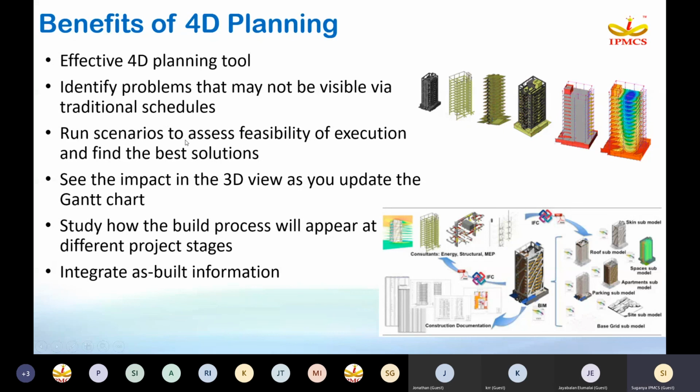So you can run scenarios to assess the feasibility of execution and find the best solutions. You can see the impact in the 3D view as well as in the Gantt chart. It shows how the build process will appear at the different project stages. It integrates as-build information. So using 3D or 4D planning, you can view the comparison model also. What is the planned model? What was the actual model that happened at the site in real time? So by sitting in the office itself, you can get clear visibility of what is happening at the site using this 4D planning.